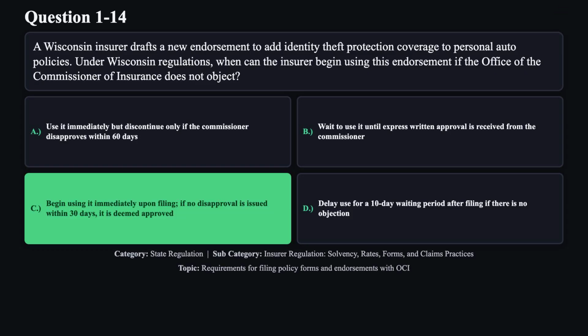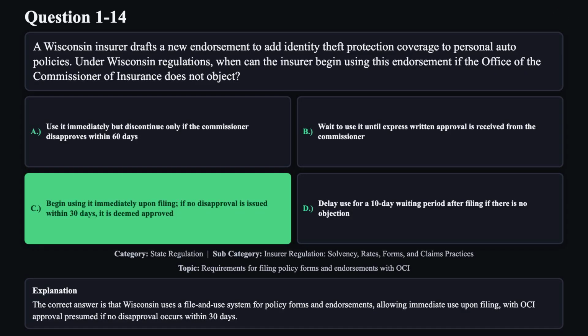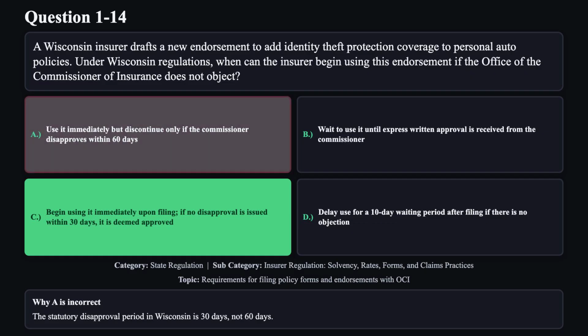The correct answer is C. The correct answer is that Wisconsin uses a file and use system for policy forms and endorsements, allowing immediate use upon filing, with OCI approval presumed if no disapproval occurs within 30 days. Reason A is not correct. The statutory disapproval period in Wisconsin is 30 days, not 60 days.